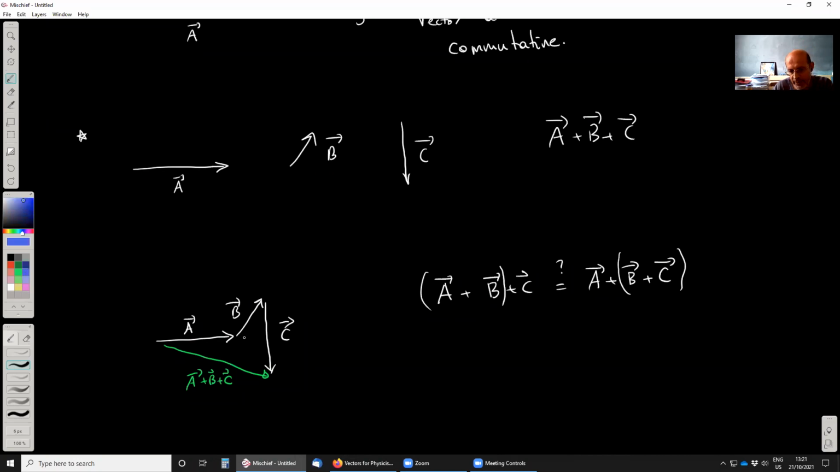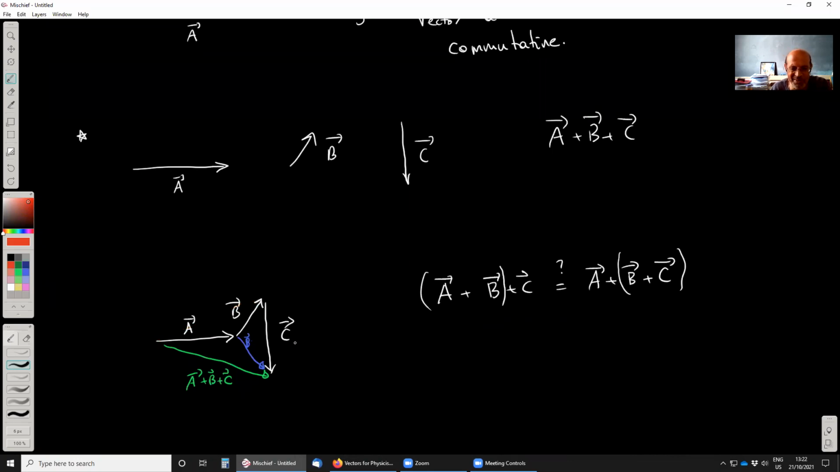Yes, and the answer is obviously yes, because to obtain B plus C, I need to draw this. So that's B plus C. And in that case, A plus B plus C would be this green vector, okay? And on this side, if I add A plus B, that's A plus B, this vector. And if I add to that C, then I would get the green vector again. So the answer is yes.